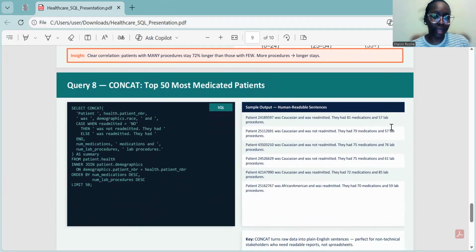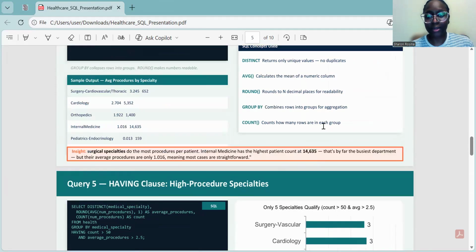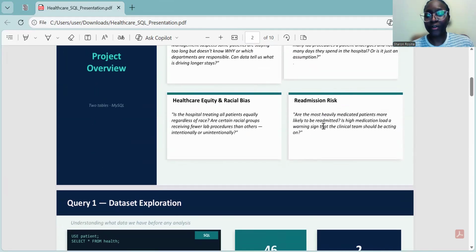Now, on to the other question I had: who are the top 50 most heavily medicated patients? And can we present that information in a clear, human readable format rather than raw data? For this query, I was answering: are readmitted patients also contributing to longer stays? Or is it those who come for the first visit who are contributing to longer stays?